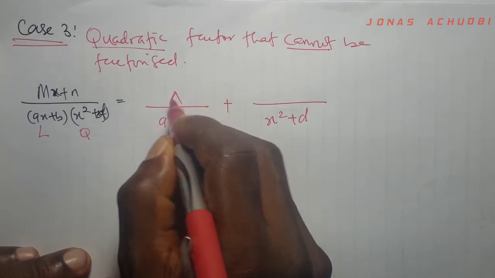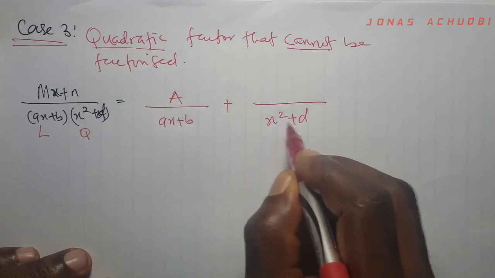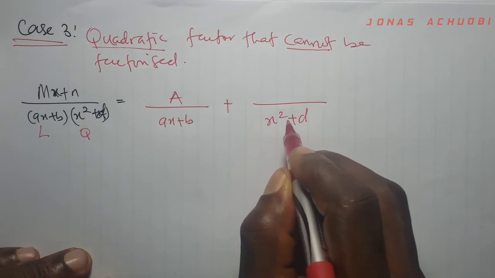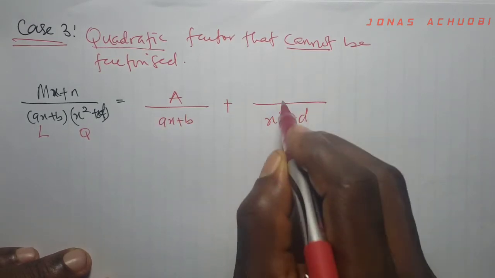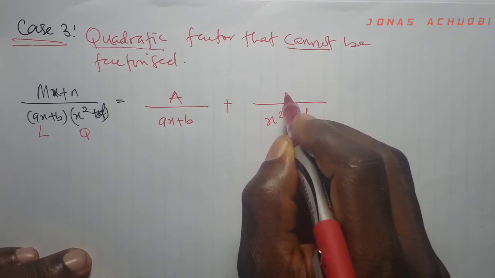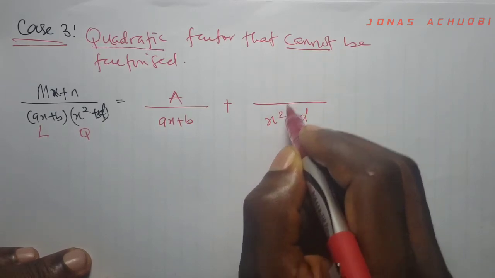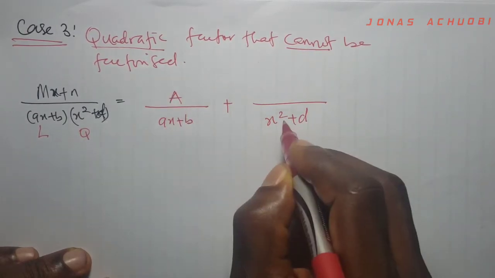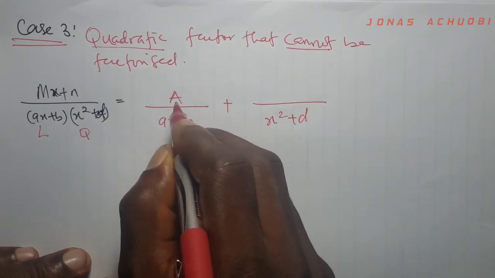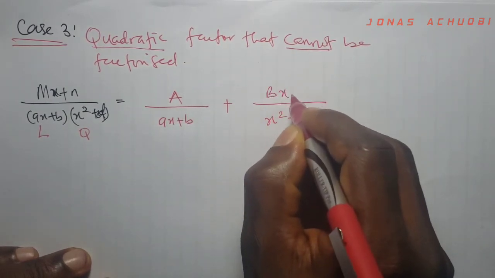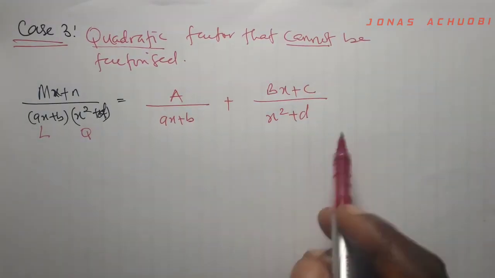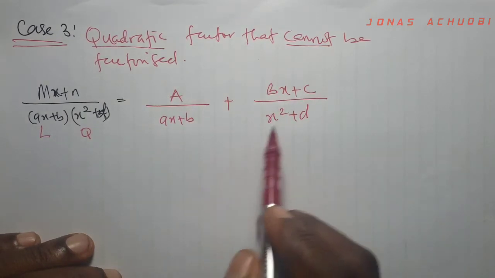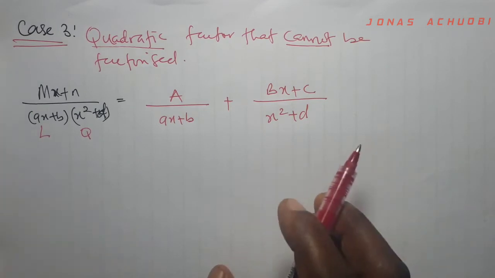A degree 0 polynomial, we'll simply write a. The next factor is x squared plus d, and this factor is quadratic, which simply means that the highest power of x is 2. Using the same method, what should be up here should be a polynomial of degree 1. Remember, our polynomial here must be 1 degree less than the one down here. This was degree 1, this is degree 0, this is degree 2. We must put degree 1 here. We have already used a, so degree 1 will now be bx plus c. And now our job will be to determine the values of a, b, and c. And with that, our partial fractions are ready.